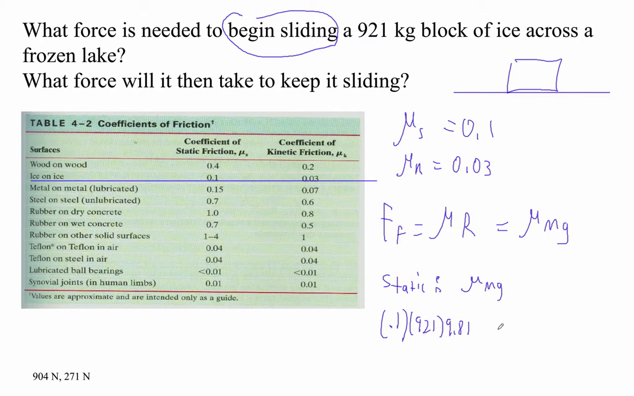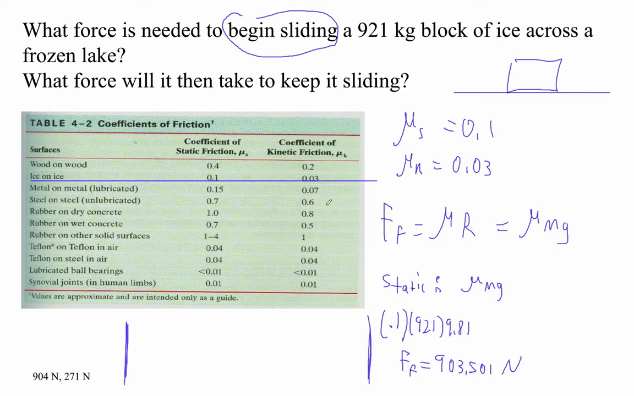is 903.501. It's a thousandth more than 903.5 newtons, right? And that is to start it going, right? So that's the force of friction, the static force of friction.